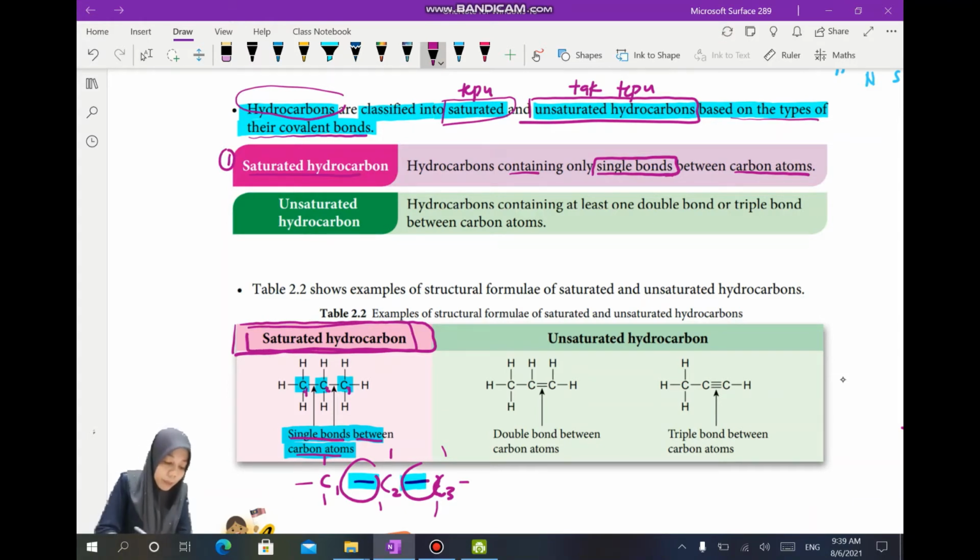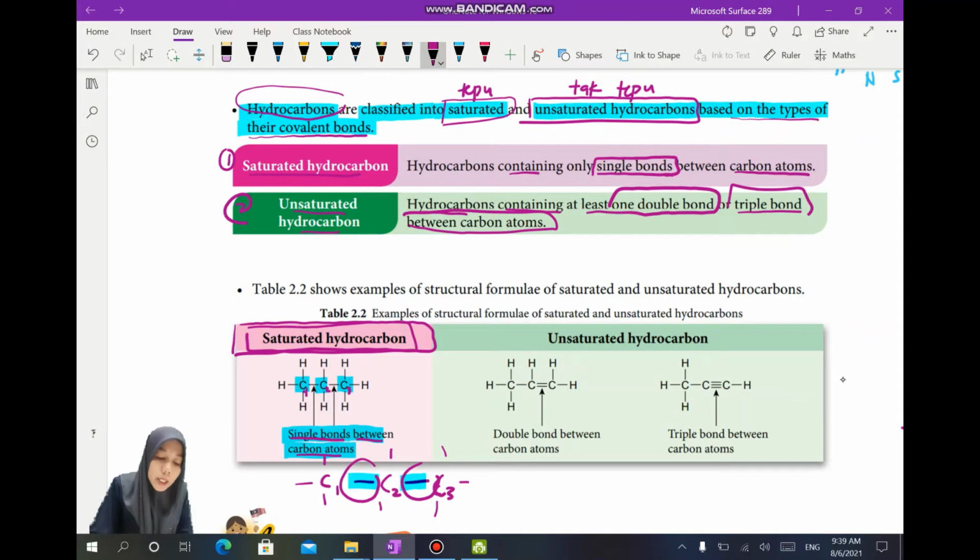Okay, and then look at the unsaturated hydrocarbon. For the unsaturated hydrocarbon, containing at least one double bond or triple bond between carbon atoms. Hydrocarbon yang mengandungi sekurang-kurangnya satu double bond ataupun sekurang-kurangnya satu triple bond. Ikatan ganda 2 ataupun ikatan ganda 3. So, itu adalah hydrocarbon tak tepu ataupun unsaturated hydrocarbon.